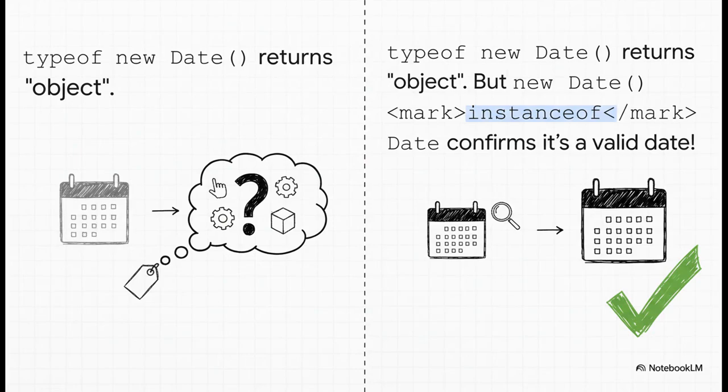And here's why it's so important. If you use typeof on a new date object, all JavaScript tells you is object. Well, that's not very helpful, is it? An array is an object, a custom class is an object, it could be anything. But instanceof cuts right through the noise and tells you exactly what you need to know. Yep, this is a date.